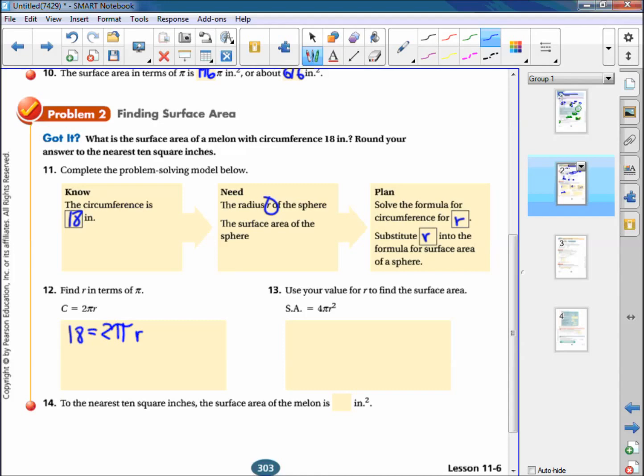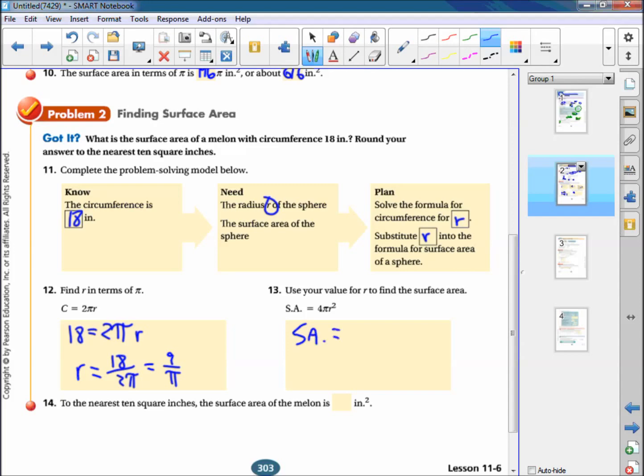So to get r by itself, we're just going to divide both sides by 2 pi. So we're going to get r equals 18 over 2 pi. We're just going to leave it just like that for now, or you could reduce it if you felt like it, 9 over pi. Either way is fine, because in the end, we're not going to use that number in our answer.